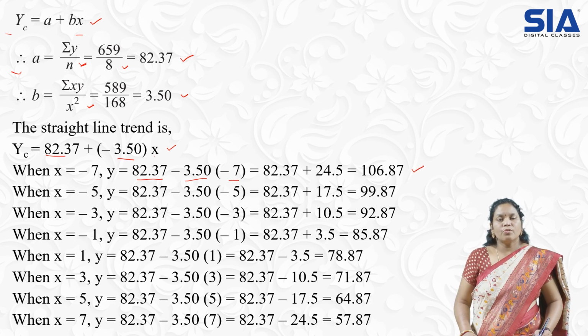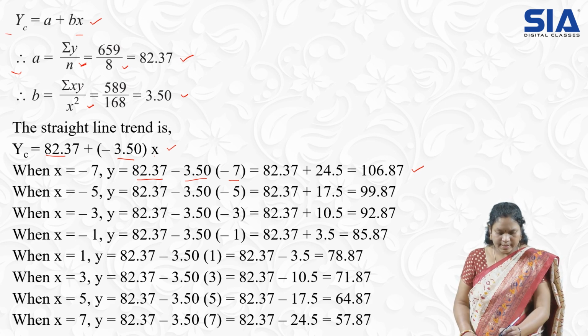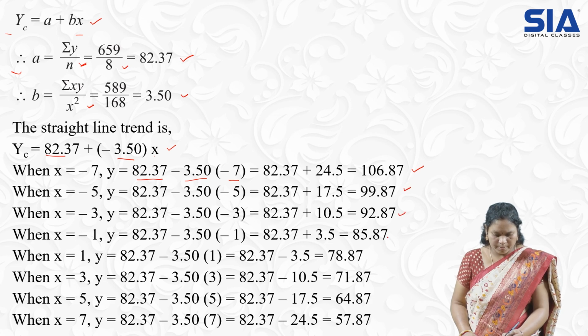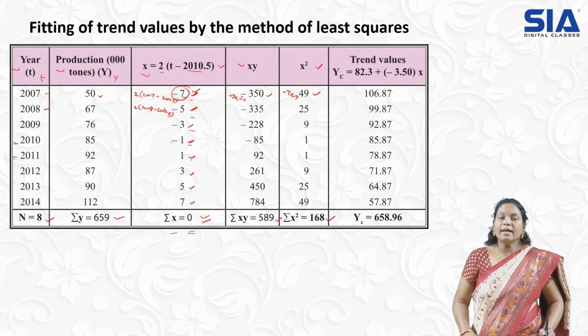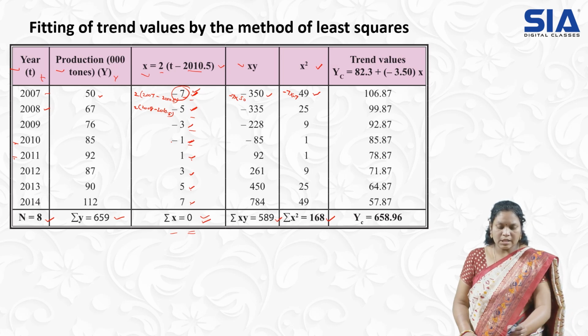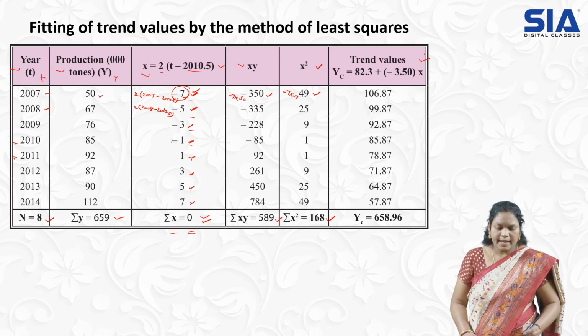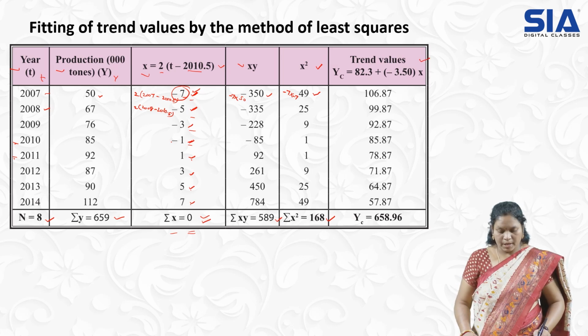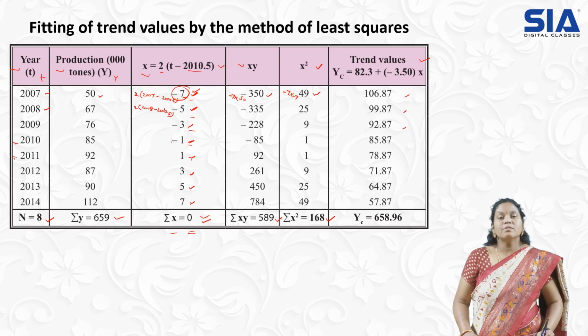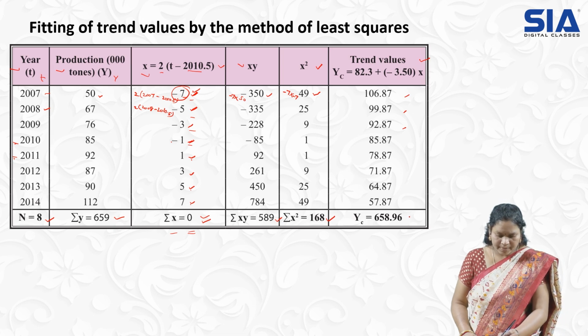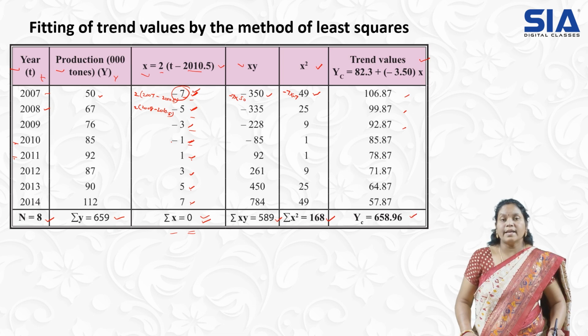Like that, go for all other values of x, substitute here, and get the straight line trend values. Now all these answers, whatever we have just obtained, you have to rewrite into the table also. So the last column should be trend values. Whatever we have just obtained, all the answers you have to rewrite here. So this is what the trend values are. Then add them up, and that value becomes your yc value.